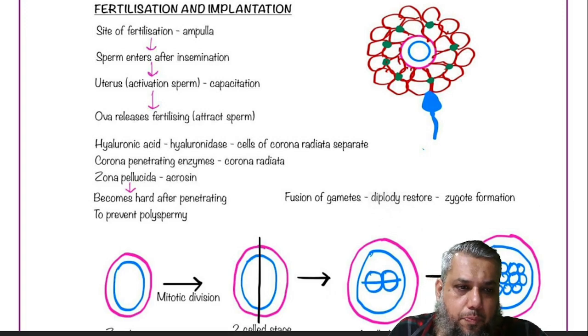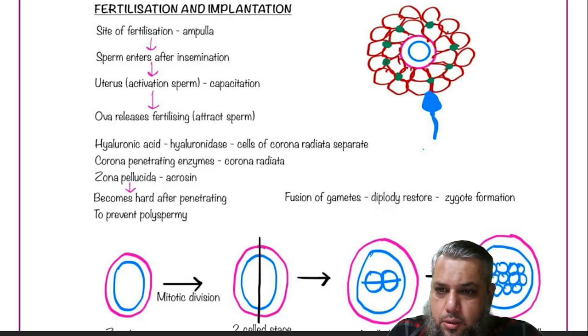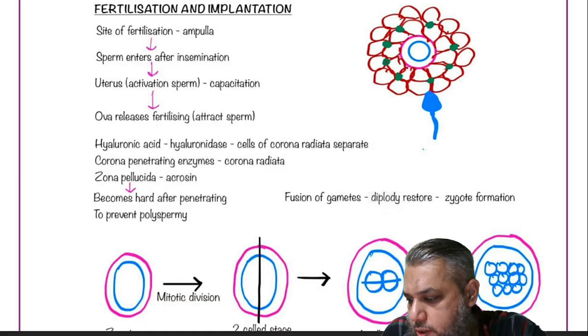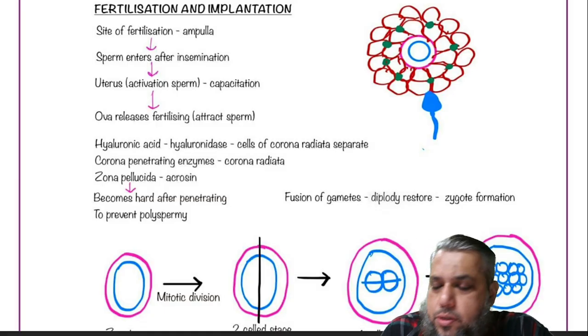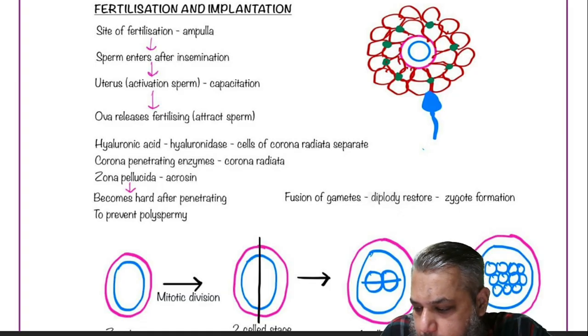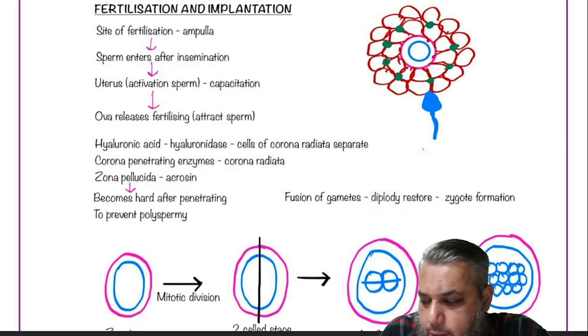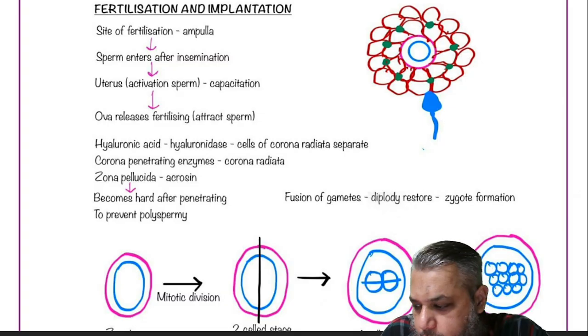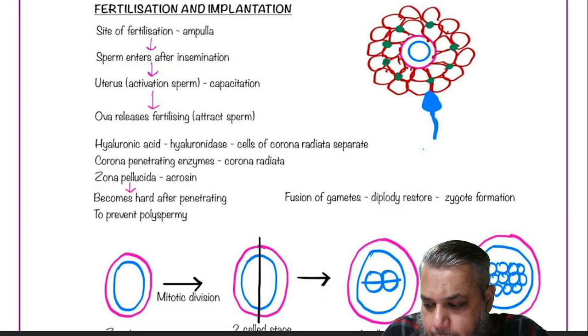So now let us continue with the next stage of human reproduction, that is the process of fertilization. Fertilization is the union of the male and the female gametes, where the male pronuclei and the female pronuclei come together, resulting in the formation of the diploid zygote.